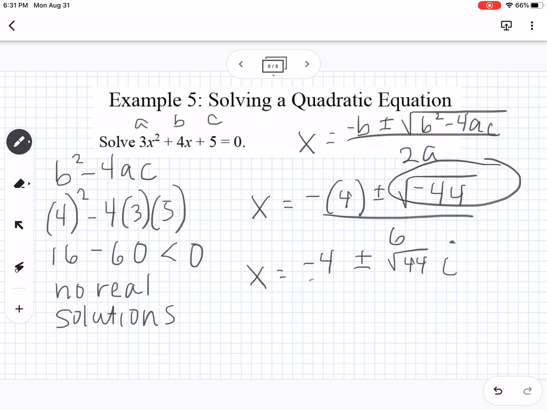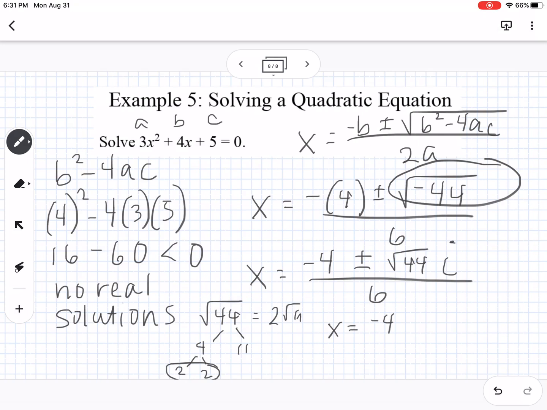over 6. And then if we want to simplify, so sometimes your problems are going to ask you to simplify. So remember, if we have the square root of 44, that is 4 times 11, and 4 is 2 times 2. So if we simplify the square root of 44, we get 2 square root of 11. So this is negative 4 plus or minus 2 square root of 11 i over 6.